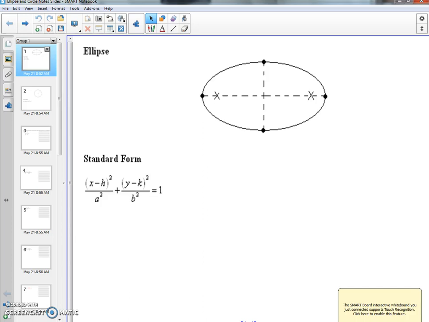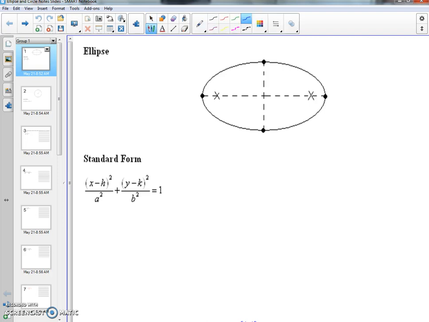All right, so we are going to look at the connection between the graph and the equation for ellipses and circles today. So first, looking at the ellipse, the ellipse is basically like an oval, and there are some features that we're going to be able to tell from the equation.